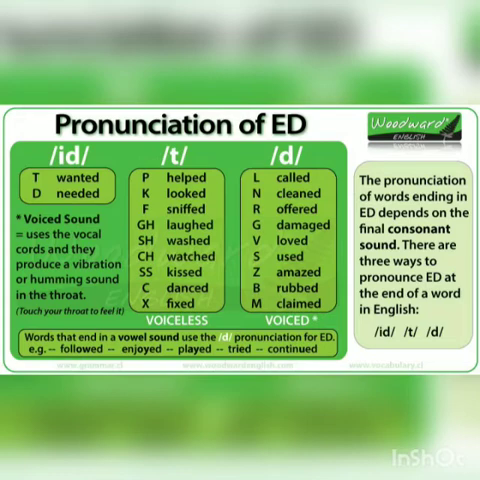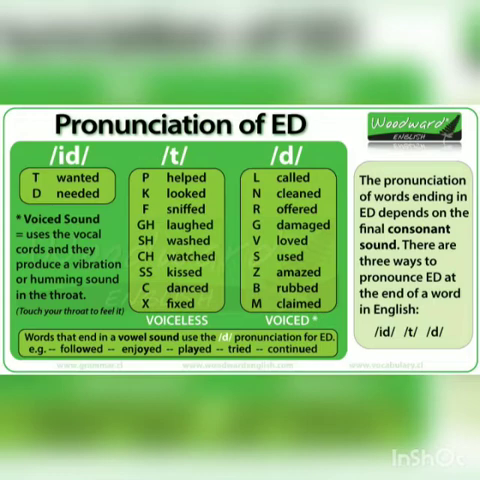For example, in the picture in front of you, we have the verb help. It ends with p, so it becomes helped. The verb look ends with k, voiceless, so I say looked. The verb sniff ends with the f sound, which is voiceless, so I say sniffed. The gh sound is pronounced like f, so when I pronounce the ed sound here, it will be laughed, in the verb laugh.